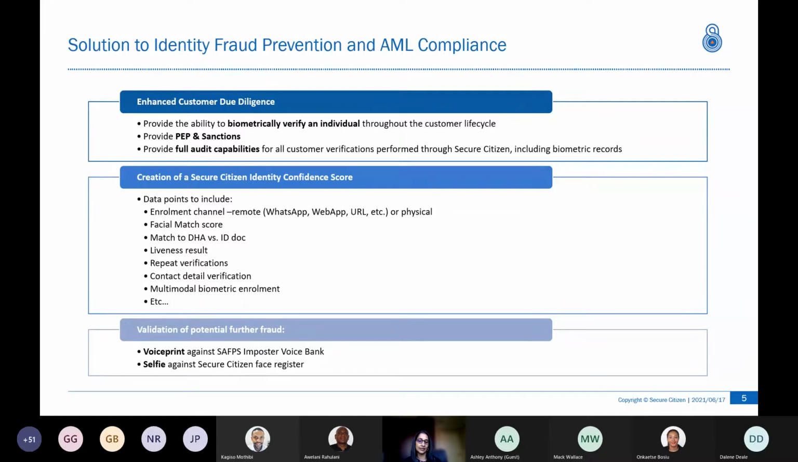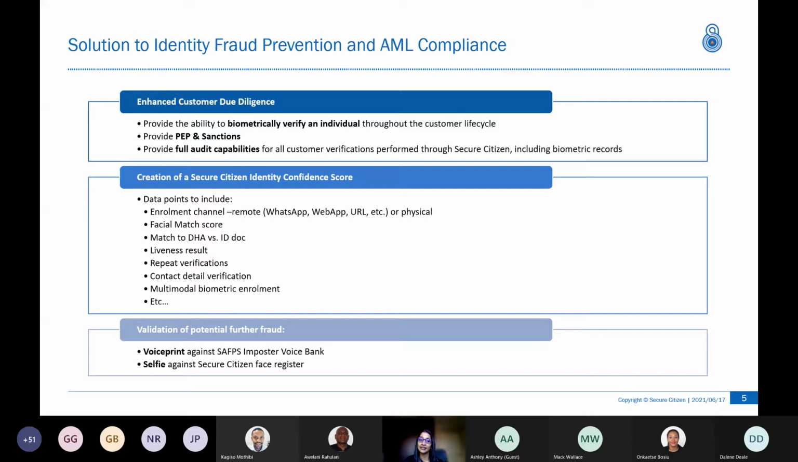How we believe our solution will assist with identity fraud protection and AML compliance is in the following ways. We believe that we can enhance customer due diligence. We can provide the ability to biometrically verify an individual throughout the customer lifecycle, from customer onboarding all the way to even the delivery of your credit card or your parcel.